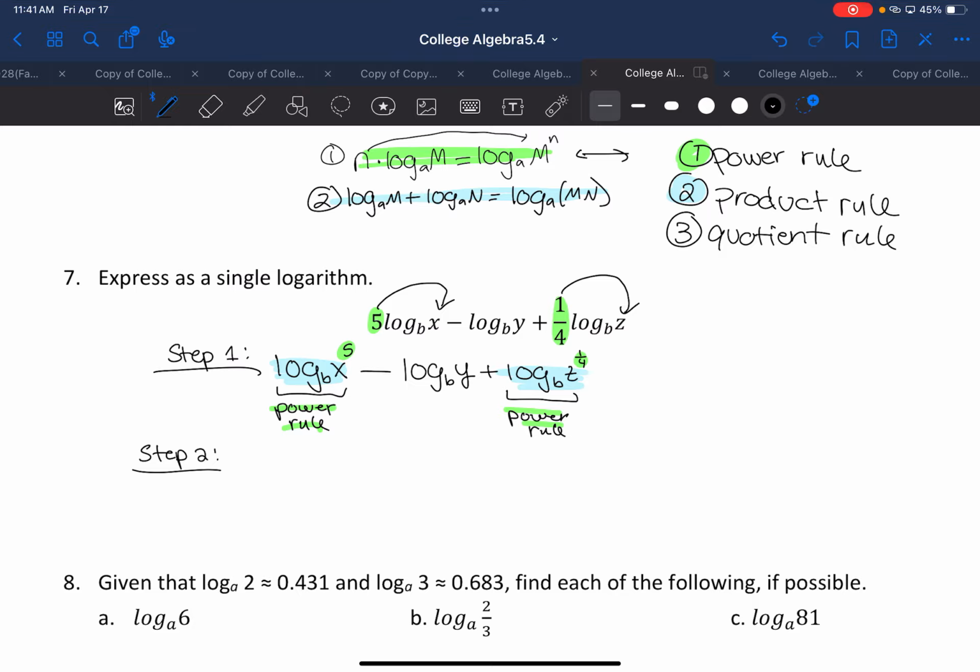So that would become log base b of x to the 5th power times z to the 1/4 power. Because I'm just taking what's in those two logs and multiplying it together and then keeping the log base b. And then I'll bring down my minus log base b of y. And I just used the product rule.